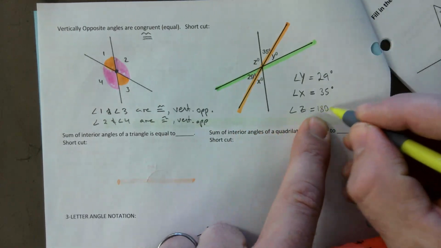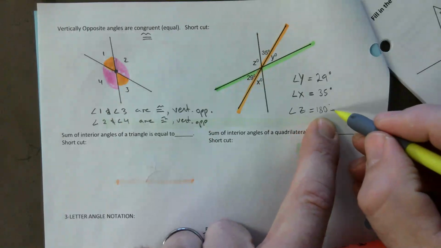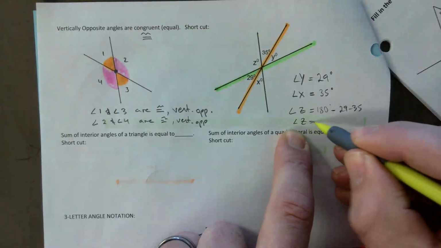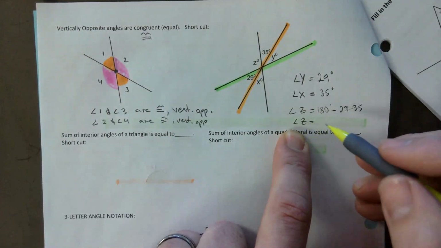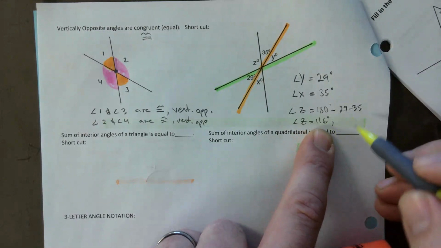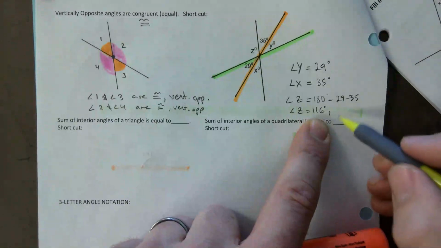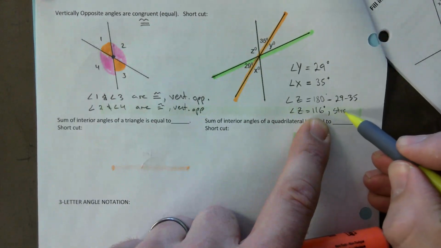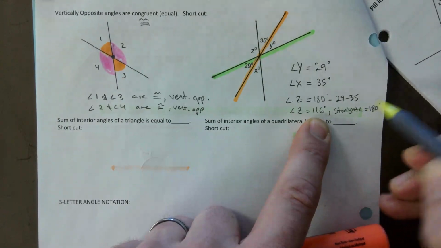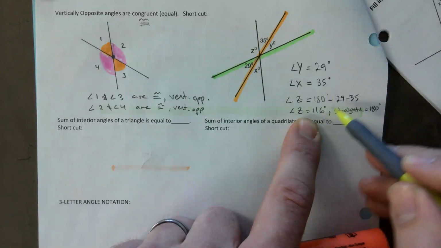So it's 180 minus 29 minus 35. That's 116. So I know it's getting tight there, but I'm just going to say the reason how I found that is straight angles are equal to 180. That's how I found that one in particular, Z.